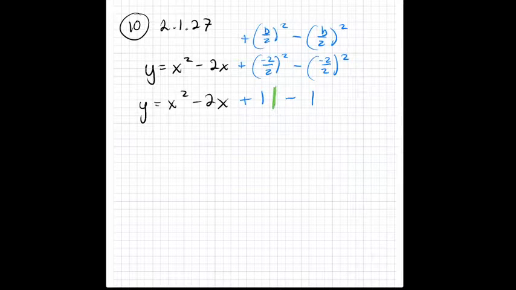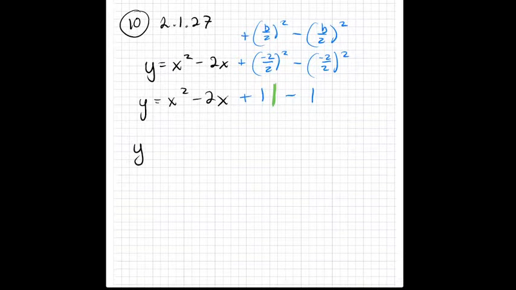We should be able to factor those at this point, into something of this form. That minus 1 is just going to come down. We're looking for 2 numbers that multiply to give us 1 and add to give us negative 2. I think it's going to be negative 1 and negative 1. So it's going to be x minus 1, because negative 1 times negative 1 is 1, and negative 1 plus negative 1 is negative 2. Then that's the equation of the quadratic in standard form.